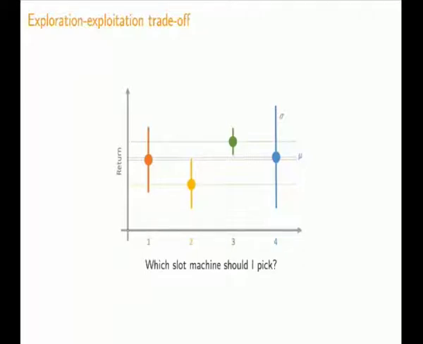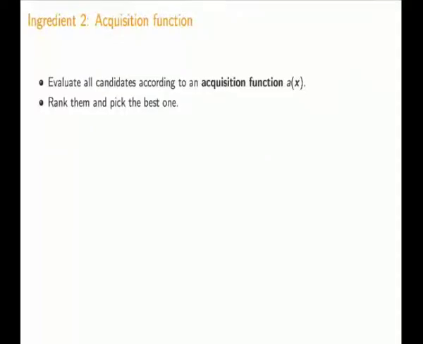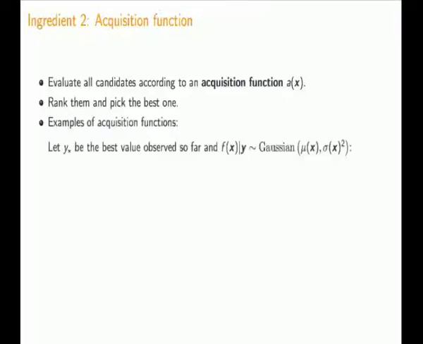And so this is the kind of principle that we're going to use to identify good candidates. Essentially, you don't have great information, but you have an estimate of the value of your hyperparameter configuration, and you have a measure of uncertainty around this estimate. So the acquisition function is making this trade-off. You can evaluate every configuration of your set of candidates, rank every configuration, pick the best one, and evaluate that one.